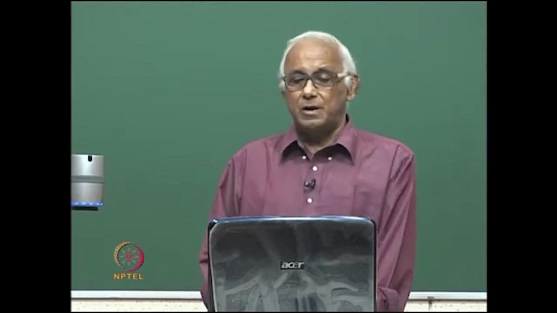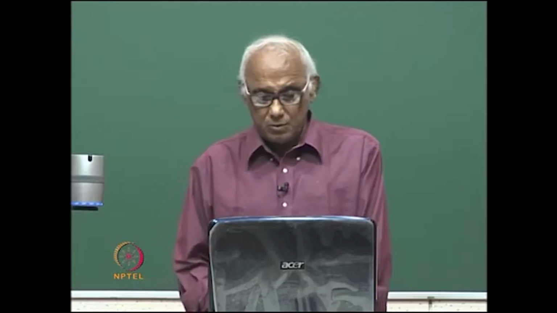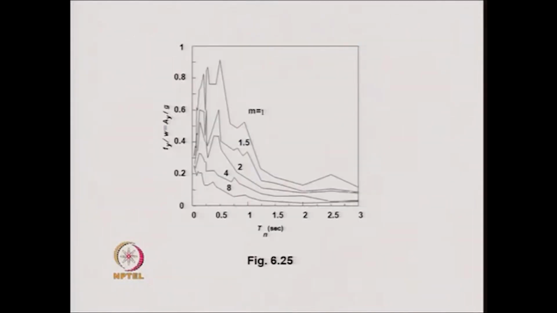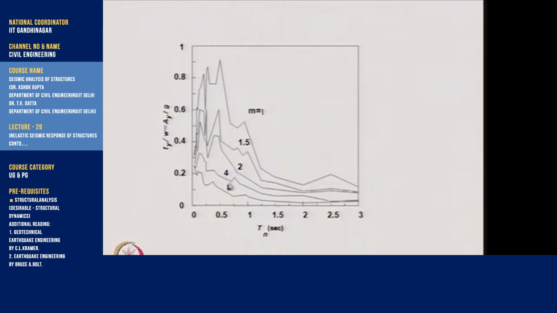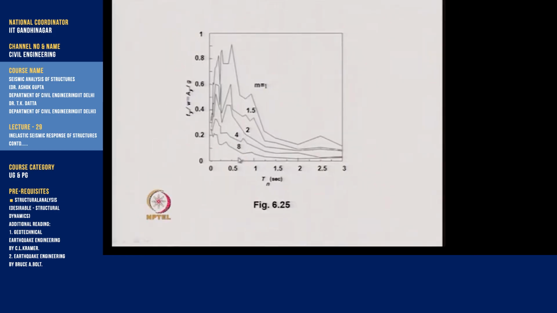So, what we do is that for different values of the time period Tn, we repeat this entire exercise and we plot the ductility spectrum. A ductility spectrum, which is the acceleration ductility spectrum, is shown over here. It is not m, it is mu. So, for mu equal to 1, that means this is the elastic response spectrum. Then mu equal to 1.5, mu equal to 2, mu equal to 4, mu equal to 8.